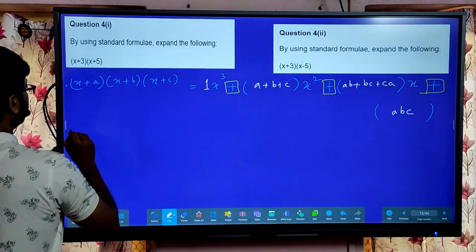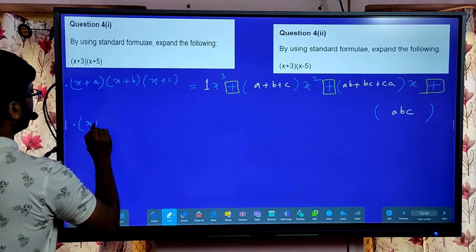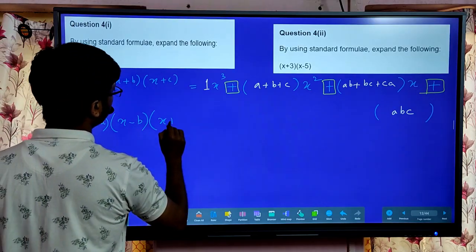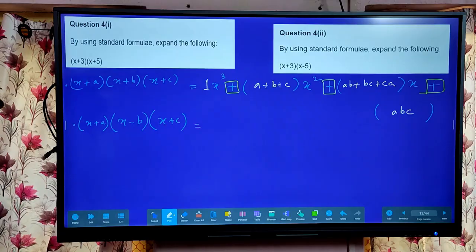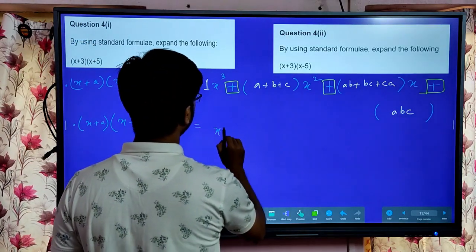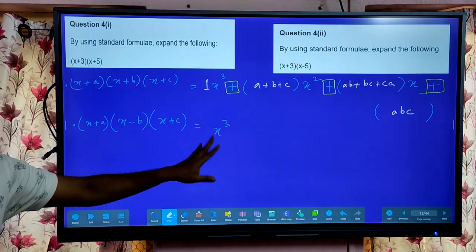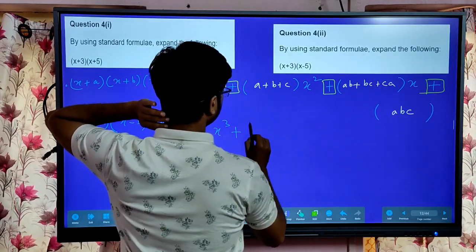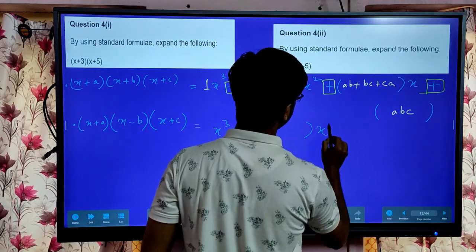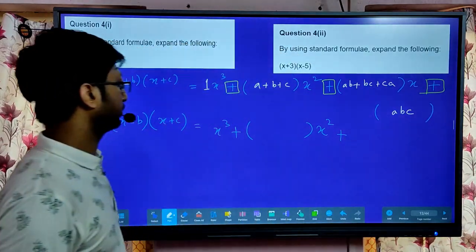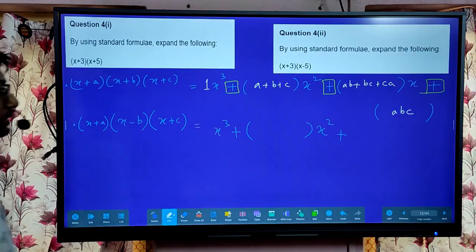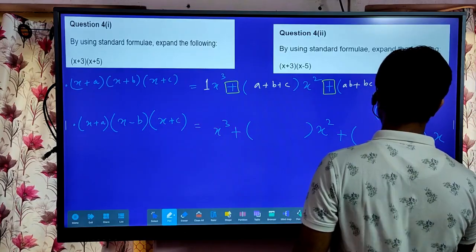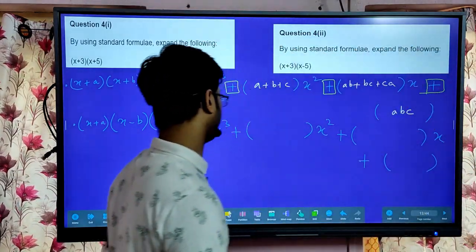This is the first form. Let us see the second form. So let us take x plus a into x minus b into x plus c. Let us see how it comes out to be. First term will be x cube and the coefficient will be 1, so we don't write 1. Plus, leave some space and write x square, plus leave some space and write x, and then plus this will be the product.